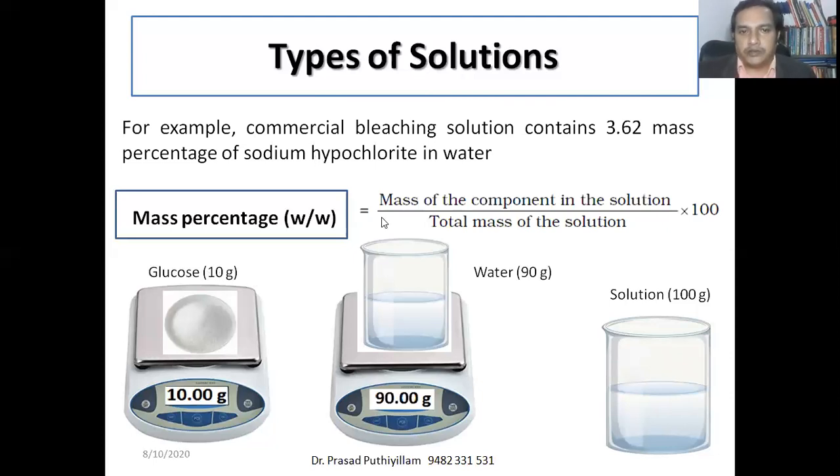This type of calculation is used in industry and for commercial purposes. Say a commercial bleaching solution contains 3.62 mass percentage of sodium hypochlorite in water. That means if you consider the total as 100, 3.62 parts is sodium hypochlorite. If you reduce 3.62 from 100, that much water we have to weigh. So 3.62 is the mass percentage of a commercial bleaching solution. This is how to represent the concentration in mass percentage.